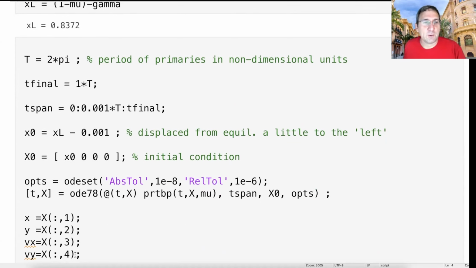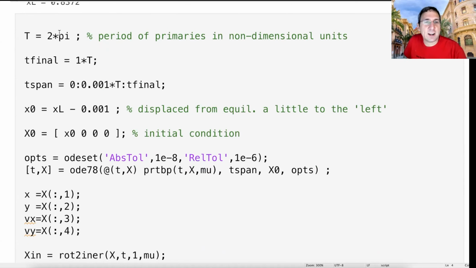Here's what I'm going to do. I'm defining the period of the primaries in non-dimensional units, which is just 2 times pi. And so I'll integrate for that amount of time. It's a nice time scale to look at. So I'm going to call that t final is 1 times T. I'm defining t span, which goes from 0, and then in increments of 1/1000th of T to t final.